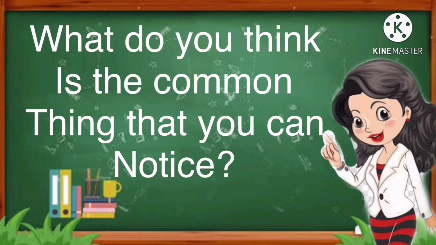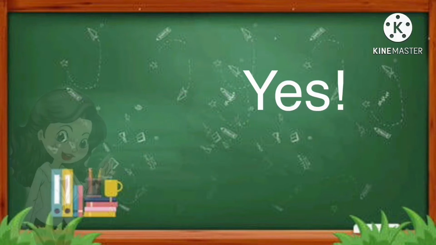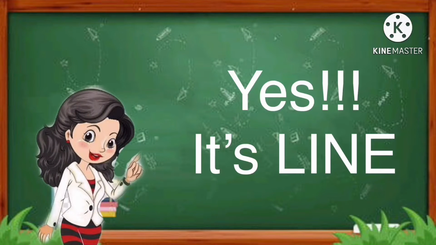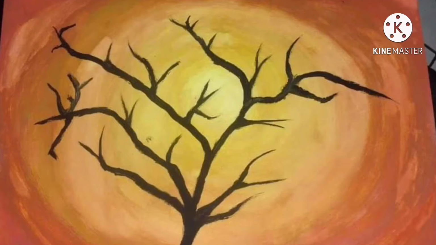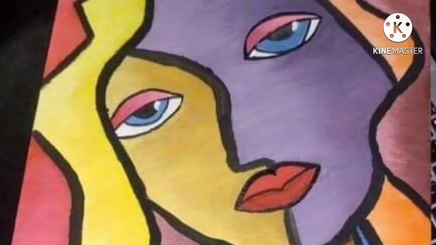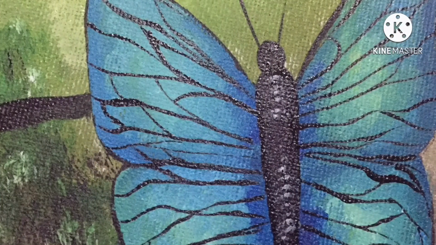What do you think is the common thing that you can notice? Yes, it's line. And artwork are made up of different lines. Each of these pictures shows similar thing, but one main idea that differentiates them is how the artist used lines in that artwork.